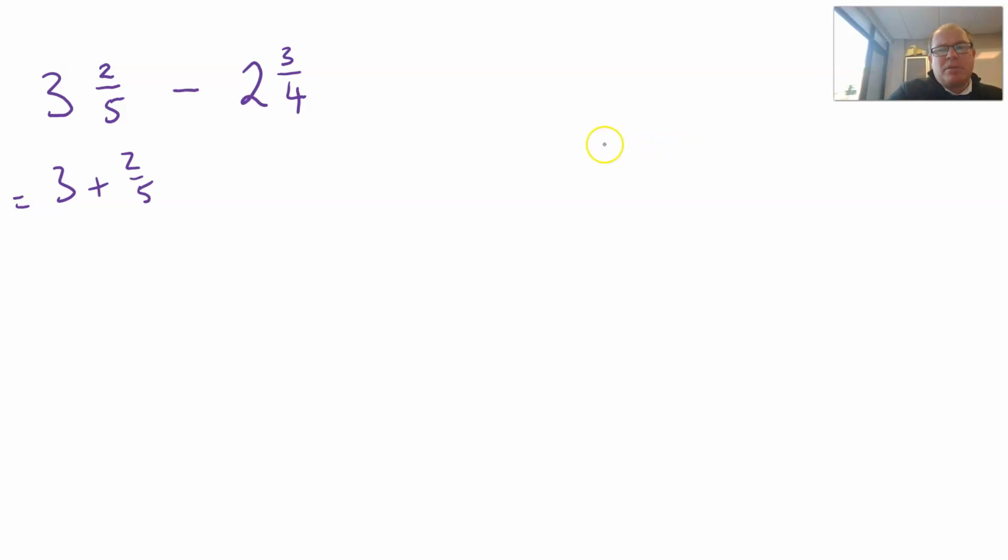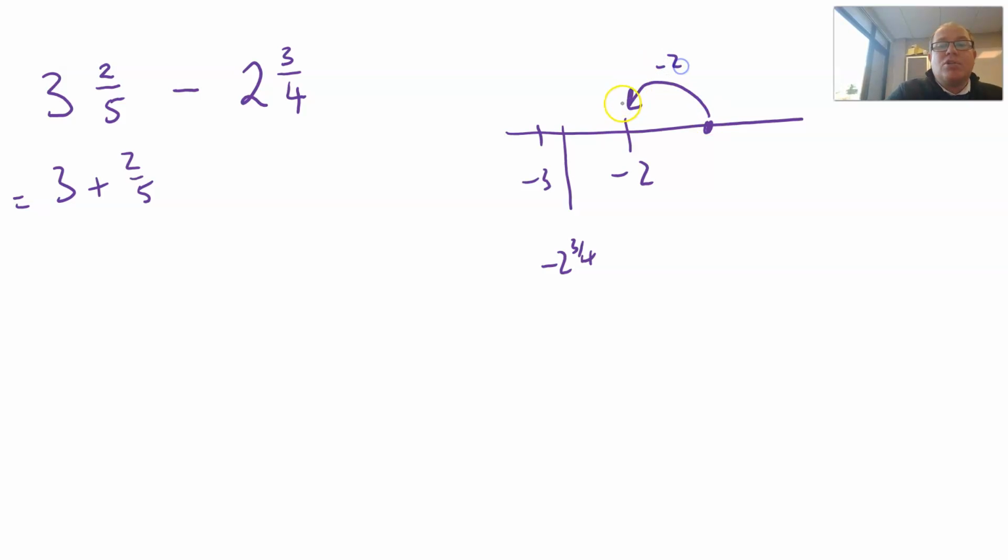Now this can be confusing for some people, so I'm just going to draw a quick number line just to really explain this. There's minus 2, and there's minus 3. Minus 2 3/4 is roughly there, isn't it? 3/4 of the way through. Now, when you're thinking of minus 2 3/4, you're doing minus 2, and you're also minusing another 3/4. So minus 2 3/4 is minus 2 minus 3/4. So if I'm separating this out, it's minus 2 minus 3/4.